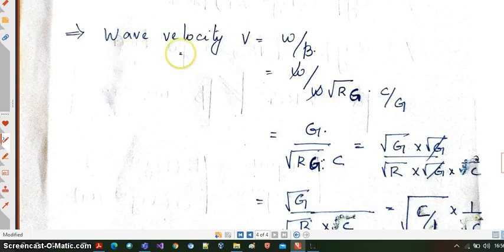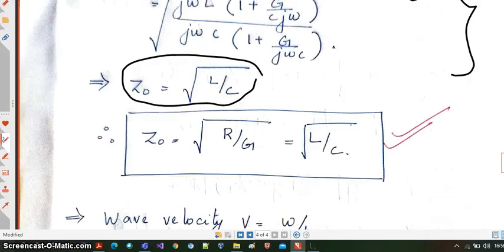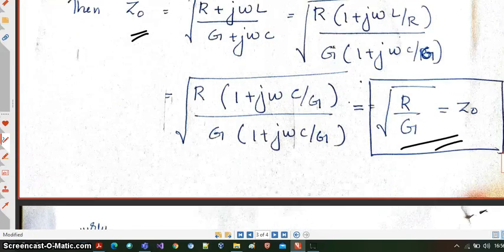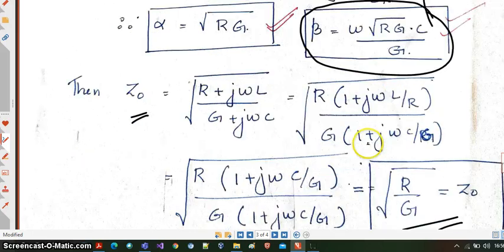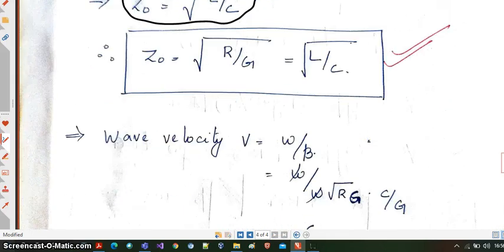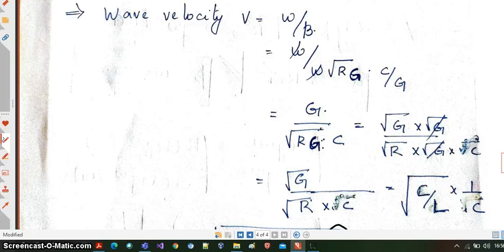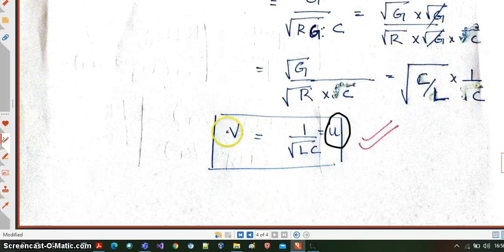Next, we will see wave velocity. Wave velocity v is given by the formula omega by beta. Beta, you know, here it is given as beta is equal to omega square root of RG into C by G. That you can substitute here. Simply rearrange the terms. Finally, you will get v is equal to 1 by square root of LC.